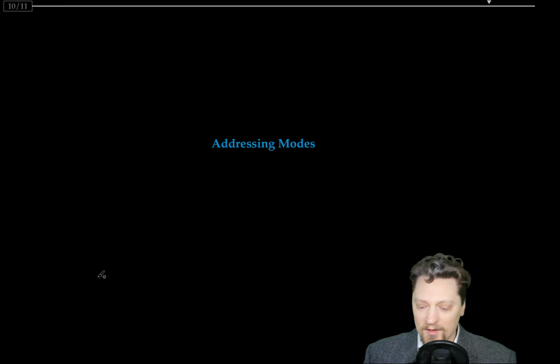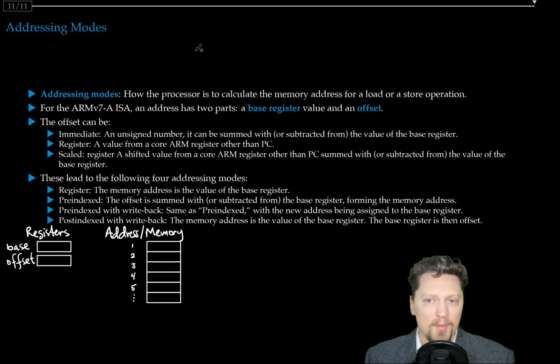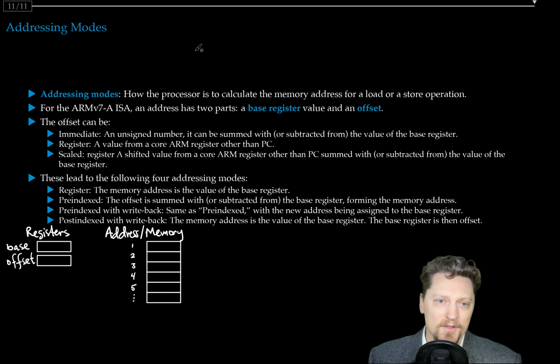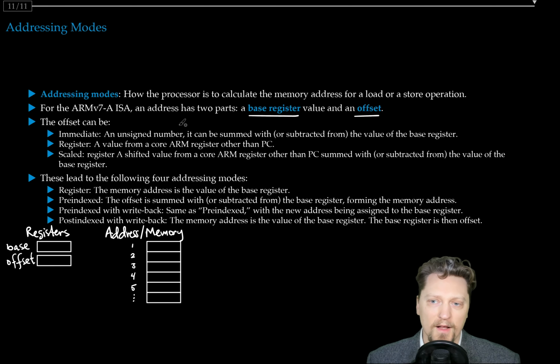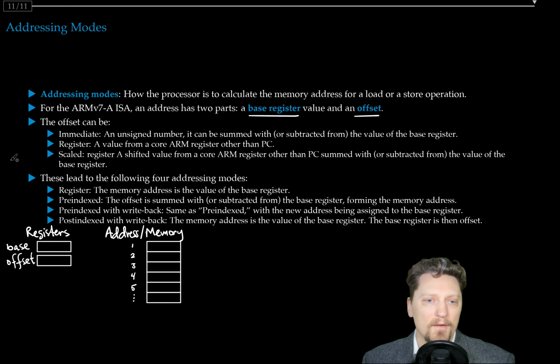Okay, finally, addressing modes. So how the processor is to calculate the memory address for a load or a store operation. For the ARMv7-A instruction set architecture, an address has 2 parts, a base register value and an offset. Offset can be immediate, an unsigned number that can be summed with or subtracted from the value of the base register. The offset can be register, which is a value from a core ARM register other than the program counter, and scaled register, a shifted value from a core ARM register other than the program counter summed with or subtracted from the value of the base register. So these are the 3 different offsets.